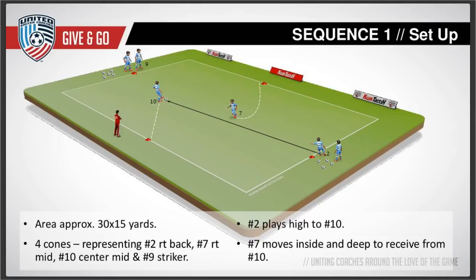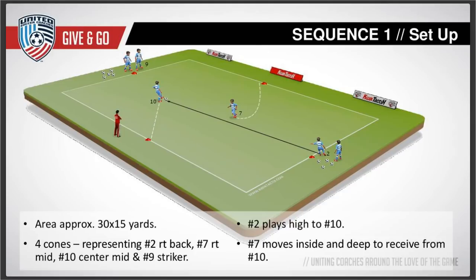And the idea is that we are trying to build up play down the right-hand side of the field, utilizing our right fullback, our number 2, our right midfield player, our number 7, our central midfield attacking player, number 10 or withdrawn striker, and then lastly, our number 9, our striker. And this is a pattern play activity to start.